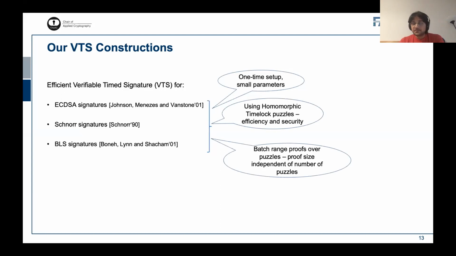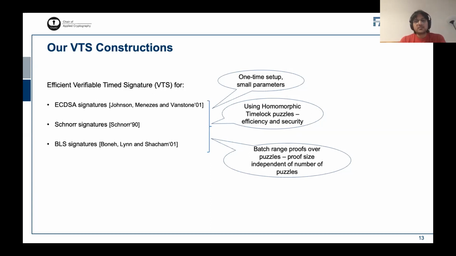And we also give batch range proofs over these time lock puzzles, where the size of the proof is independent of the number of puzzles that you are proving the proofs for. And when I describe the protocol, I will tell you why these range proofs are actually important.